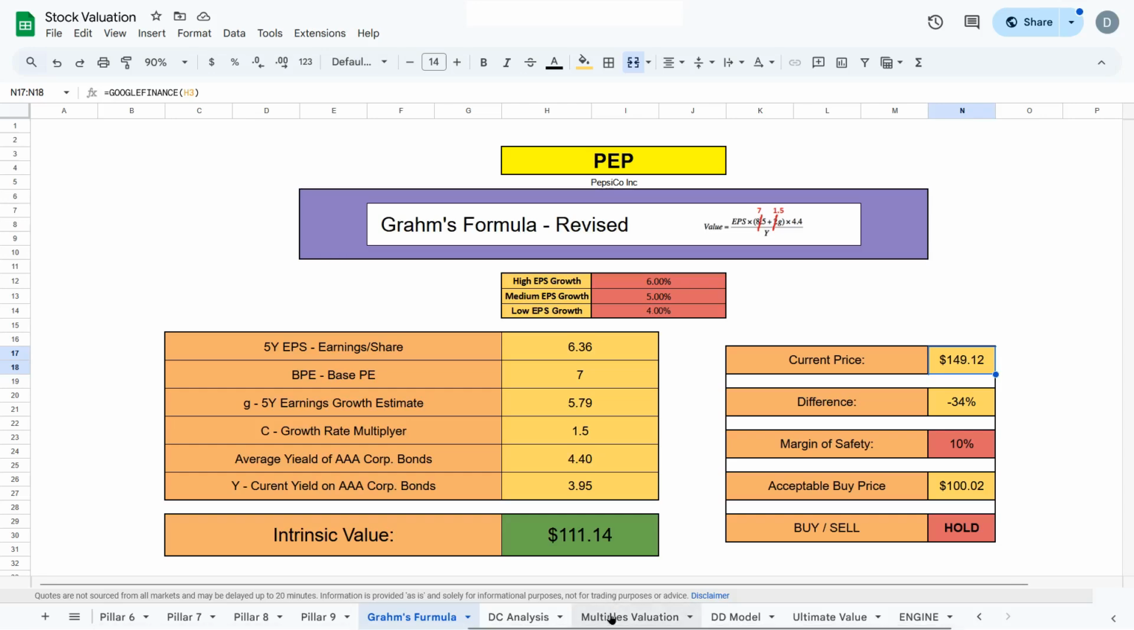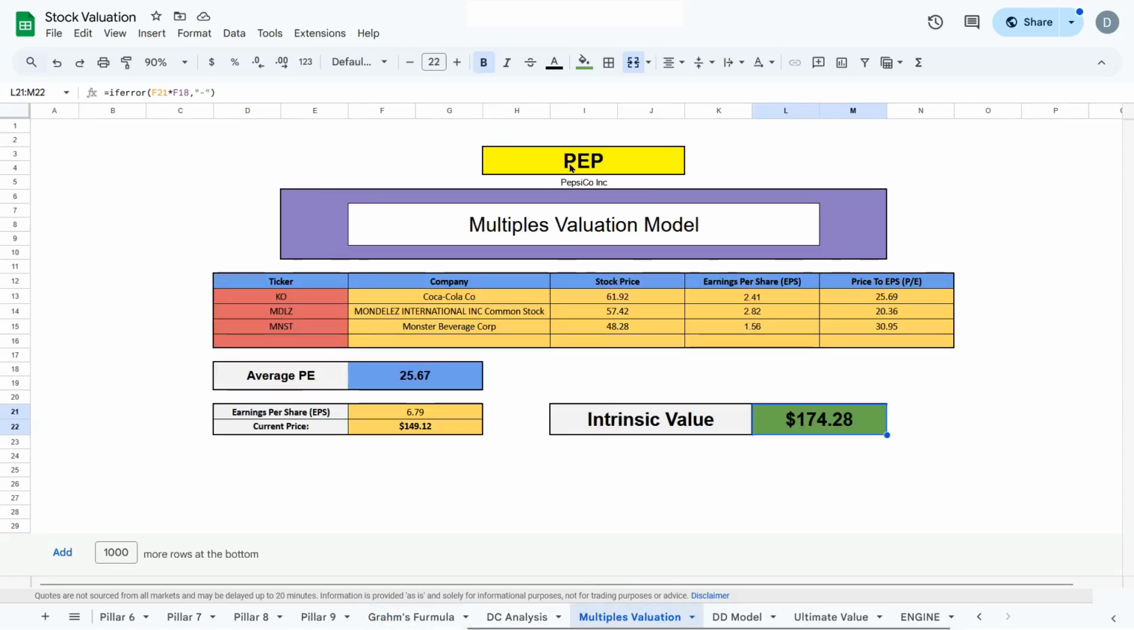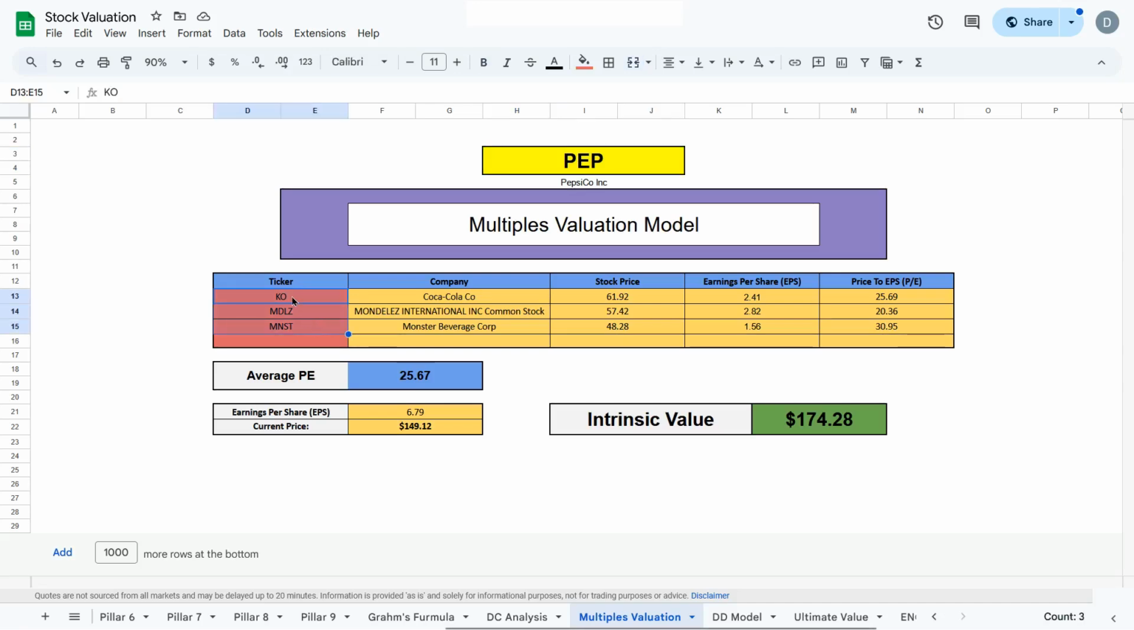Now for the second valuation model, we will jump to the multiples valuation, where we will compare Pepsi to 3 of its competitors, so Coca-Cola, Mondelez, and Monster Beverage. We will take these companies' current stock prices and divide by their earnings per share to get their PE ratios, which we will average out and multiply by the earnings per share of Pepsi to get an intrinsic value of $174.28, which is higher than the current trading price. And this intrinsic value is higher than the current trading price because the PE ratio of Pepsi is lower than the average PE ratios of these 3 companies, because investors are paying less money for every dollar of Pepsi's earnings than what they would be paying for a dollar of earnings of these 3 companies.